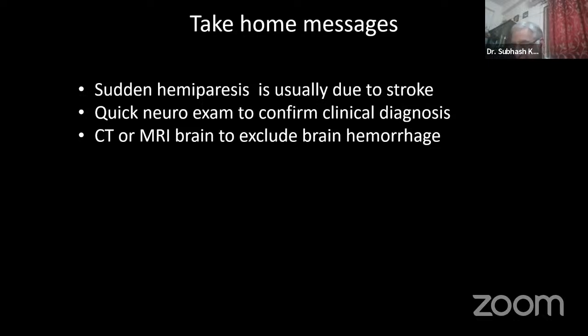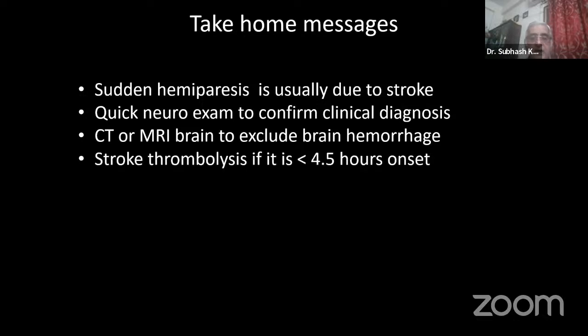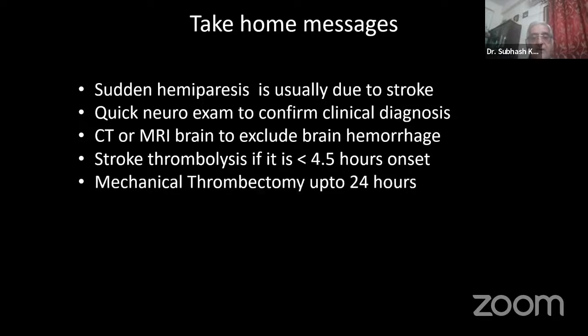CT is good enough, but if there's any confusion or if MRI is easily available, you can do MRI, but otherwise CT is good enough. And if you find from the CT or MRI that this is an ischemic stroke, then always consider stroke thrombolysis if it is less than 4.5 hours from onset. Most of the strokes will qualify within 4.5 hours, but there are contraindications such as a recent surgery or a patient on anticoagulants. But up to 24 hours, you can consider mechanical thrombectomy in some patients whose infarct is not very big, as I told you.